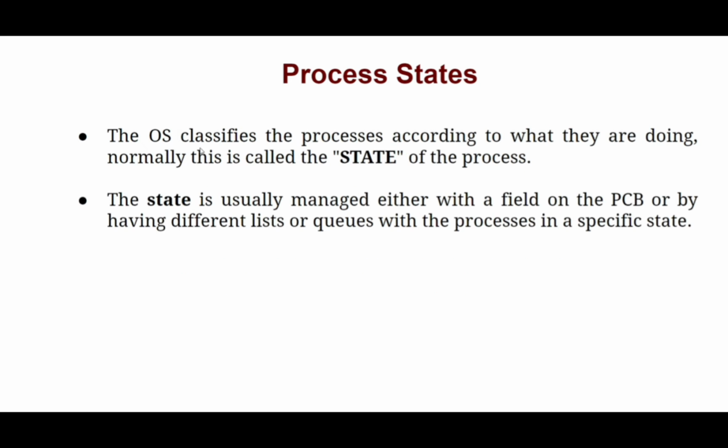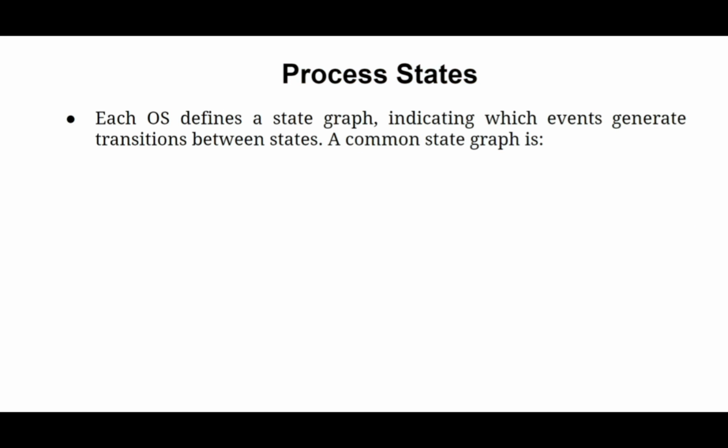So the operating system classifies the processes according to what they're doing. Normally, this is called the state of the process. This state is usually managed either with a field on the process control block or by different lists or queues with the processes in a specific state. Here it is very important to know that each operating system defines a state graph, indicating which events generate transitions between states.